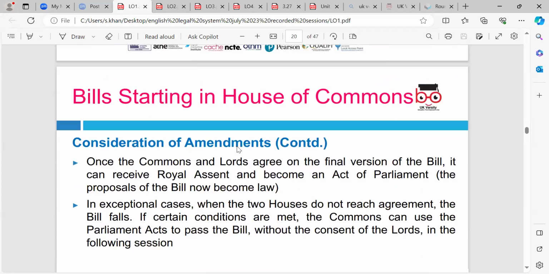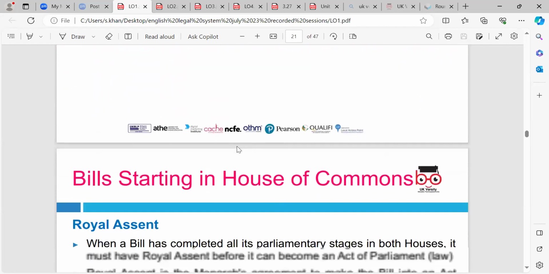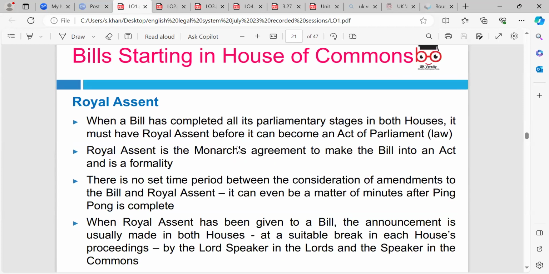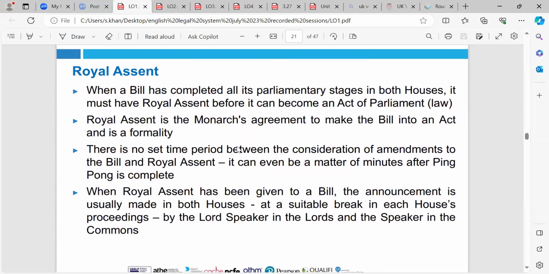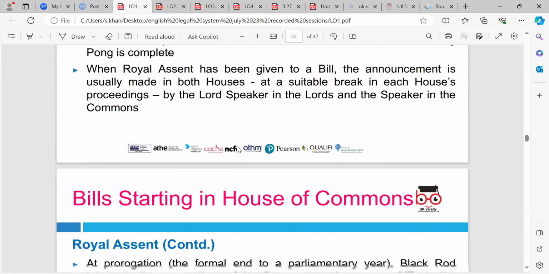And then we looked at the royal assent. So when a bill has been completed by all the parliamentary stages in both the House of Commons and House of Lords, it must have royal assent, and that's the only way it can become an act of parliament, so it could become a law, and that would be through the monarch, in this case the king, to make the bill formal and announce it in the houses.